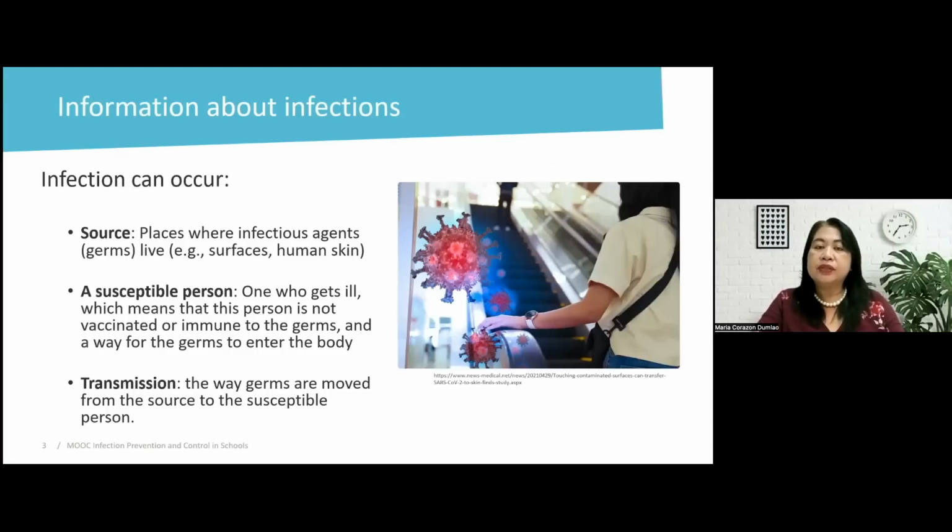Number two, a susceptible person, that is the person getting ill, which means that they are not vaccinated or immune to the germs, and a way for the germs to enter the body. Number three, transmission. A way germs are moved from the source to the susceptible person.